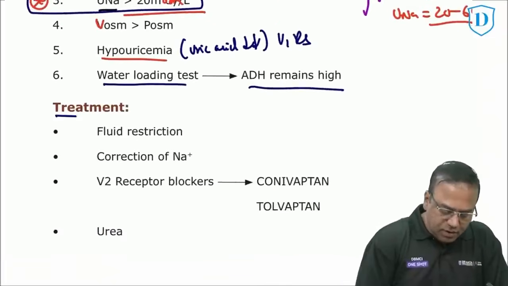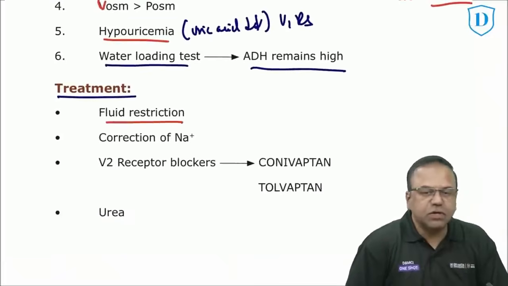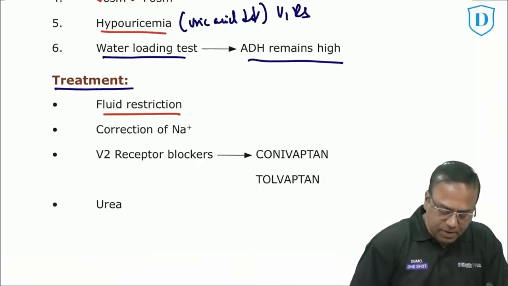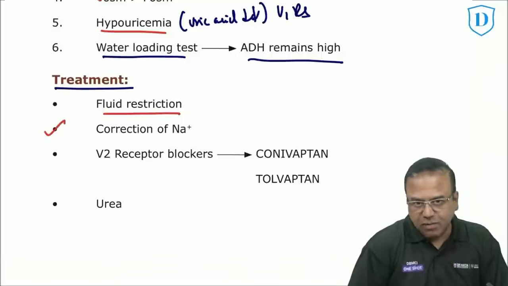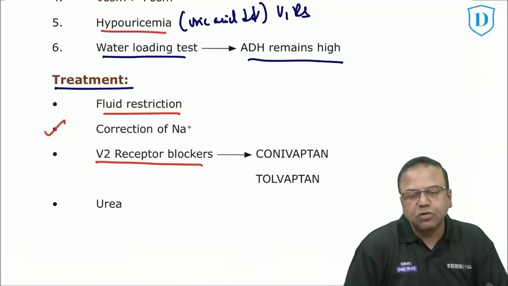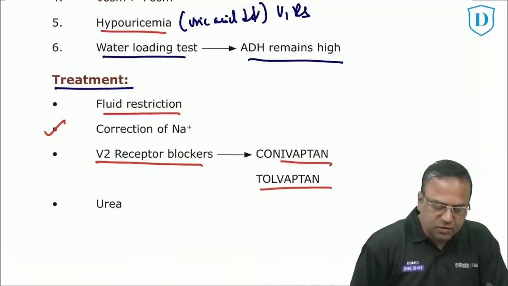If you look at the treatment, it is fluid restriction, but fluid restriction is very transient. You can't expect a patient to do long-term fluid restriction. It's only done initially, and that too for very mild hyponatremia. So fluid restriction has a minor role. Correction of sodium is definitely important. But once you correct the sodium, you have to maintain it, so you have to take away the effect of ADH. So Vaptans become the main drugs of choice.